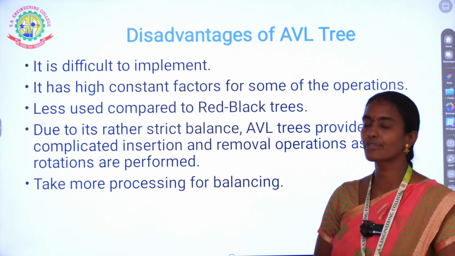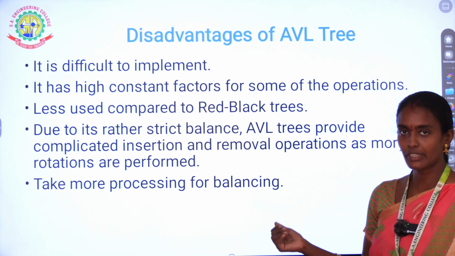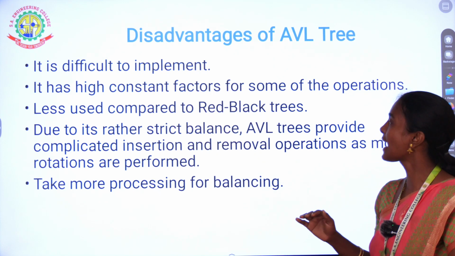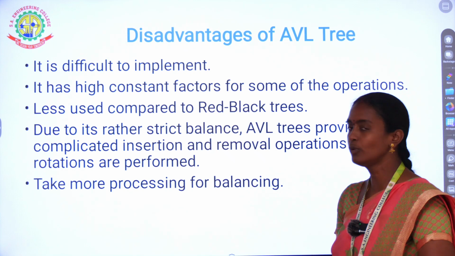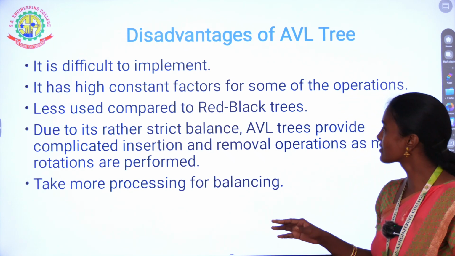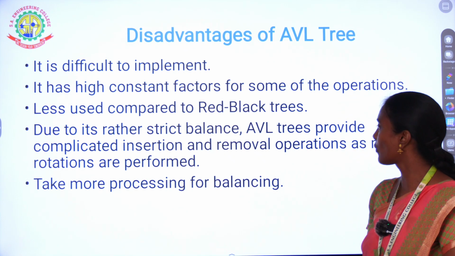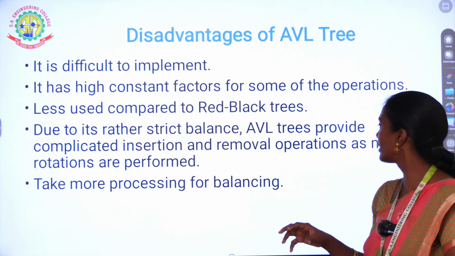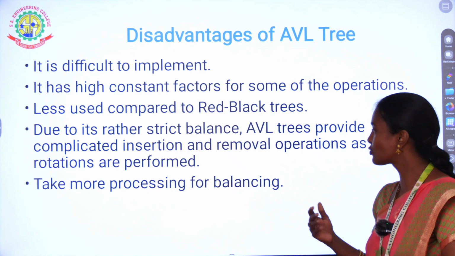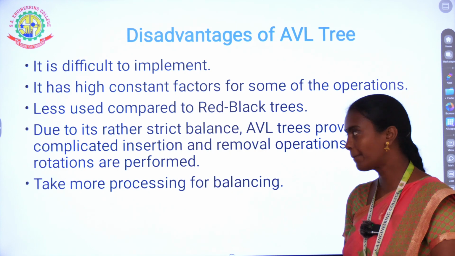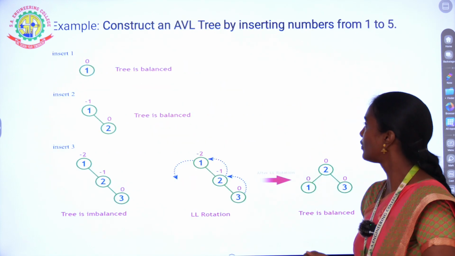Then the disadvantages of the AVL tree are that it is very difficult to implement, it has high constant factors for some operations, and it is less used compared to red-black trees. Due to its rather strict balance, the AVL tree has complicated insertion and removal operations, as more rotations are performed. Also, it takes more processing for balancing. These are the advantages and disadvantages.